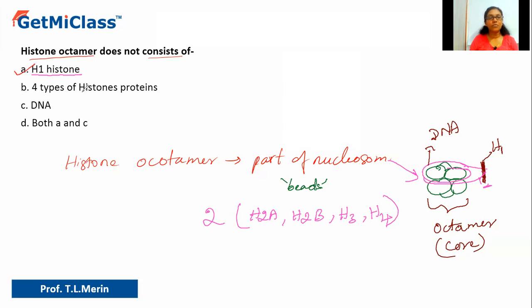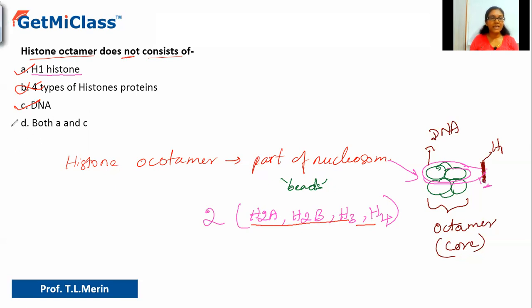Option B says 4 types of histone proteins, that is H2A, H2B, H3 and H4. These are histone proteins. Hence this is incorrect, because we are looking for what is not a part of the histone core or octamer. Option C says DNA. DNA is not a part of the octamer because DNA is coiling around the octamer. Hence, this should also be a correct option.